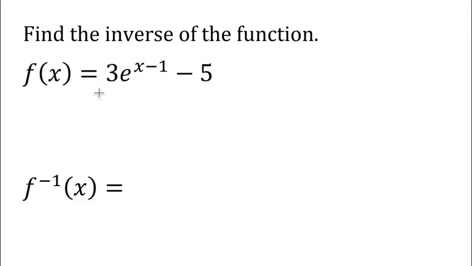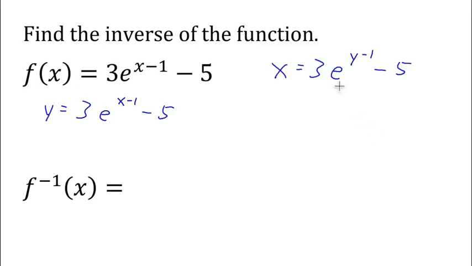Here I have another function that turns into a special case. We have f of x equals 3 times e to the power of x minus 1 minus 5, where e is that special number that equals about 2.7. And to find the inverse, we start by swapping the x and the y. Now we're trying to get e to the power of y minus 1 by itself. So we'll start by adding 5 to both sides and then dividing both sides by 3.